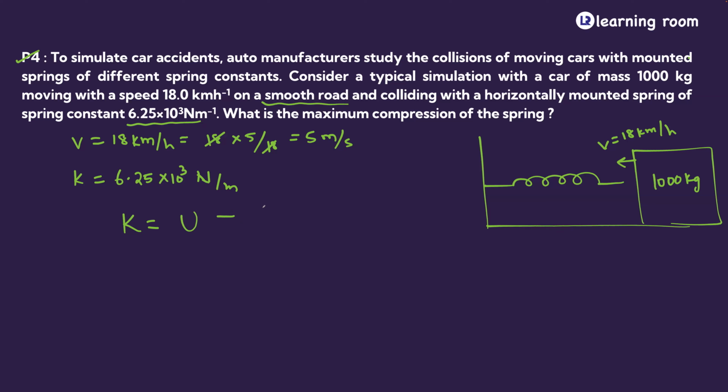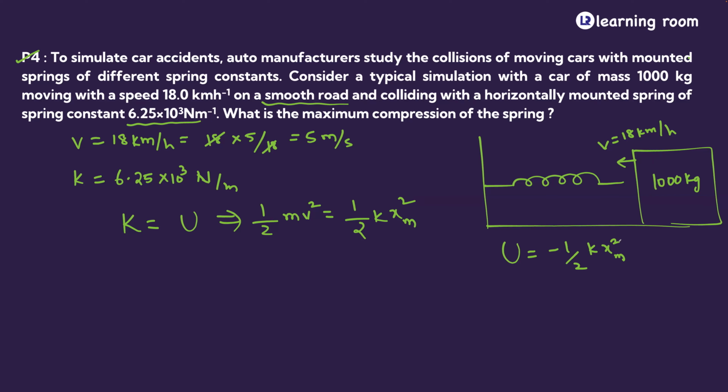So what is going to be the kinetic energy? It is half mv square. What is the potential energy? It is half k xm square. Am I clear with this? So listen to this. We know that the formula for U is equal to minus half k xm square, right?